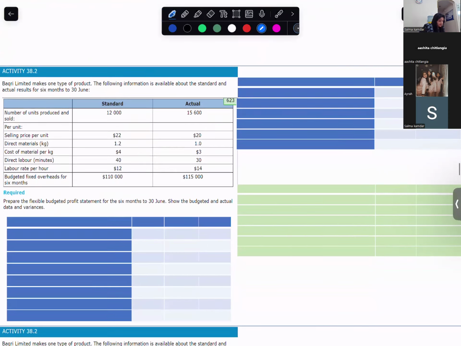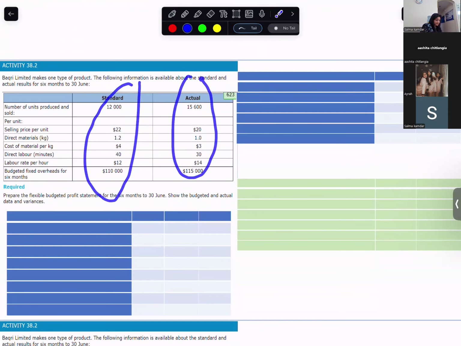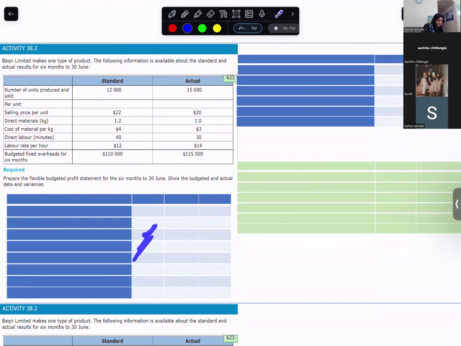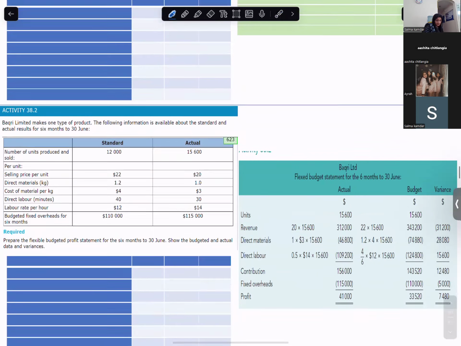Now here they've given you a master budget. They've given you an actual budget. Can you see this? They've given you a master budget and they've given you the actual budget. And you have to prepare a flexible budget. What will you prepare? Standard flexible budget, and actual budget.